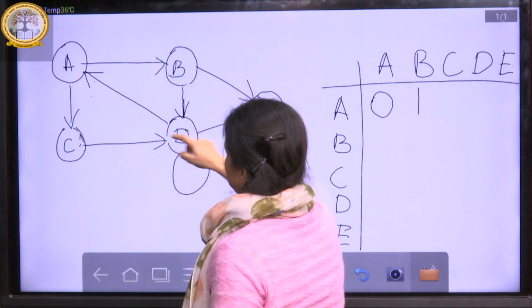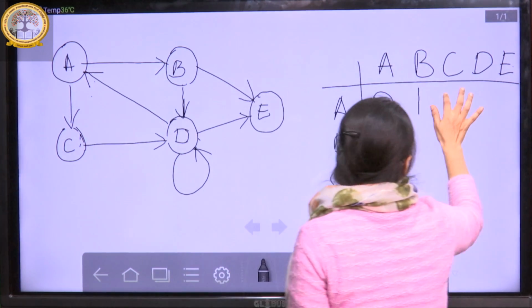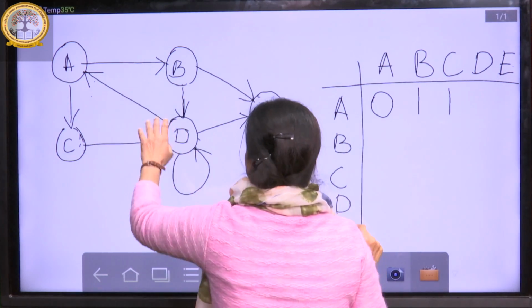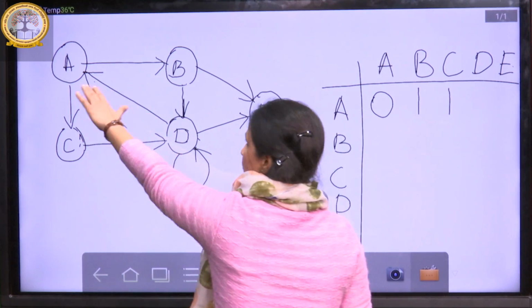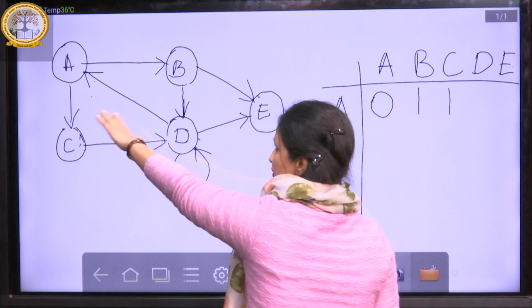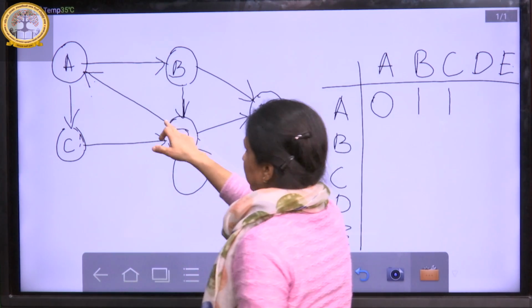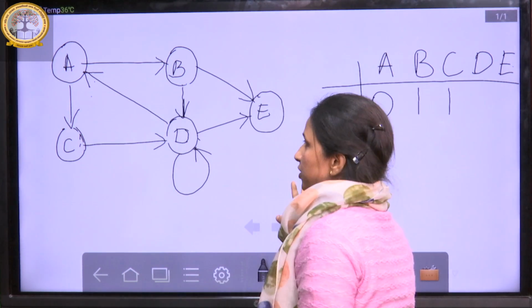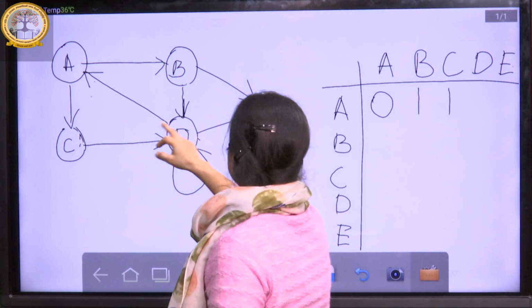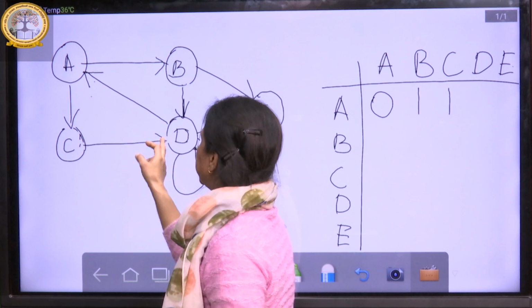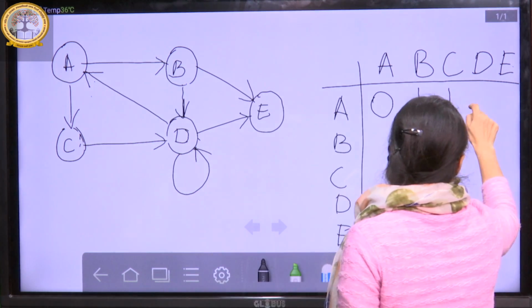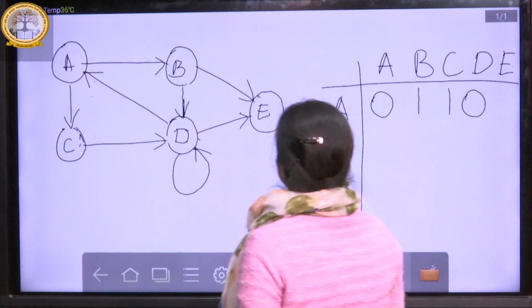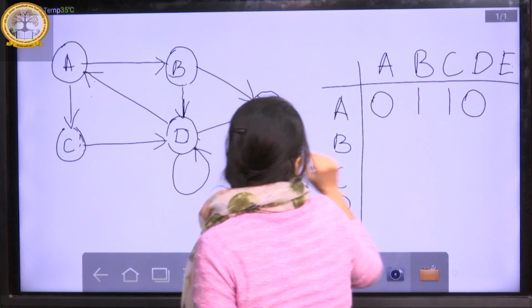From A to C, yes, there is a direction from A to C. From A to D, there is an edge between A and D. These two vertices have an edge. You can see that A to D is having an edge, but the direction on this edge is from D to A, not A to D. So from A to D, there is no direction, and we are going to put 0 here. A to E, there is no direct edge.